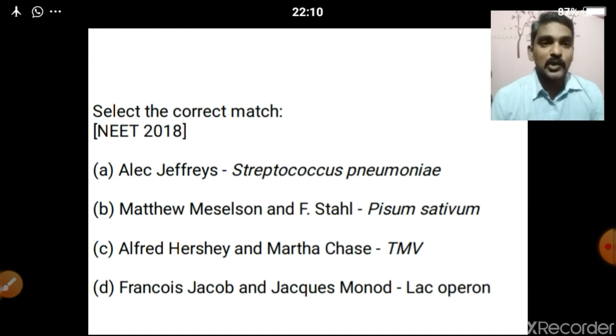So what is Streptococcus pneumoniae? This was used by Frederick Griffith in his experiment on the transforming principle, that is the transformation experiment. Pisum sativum was used by Gregor Johann Mendel in genetics, like the dihybrid cross and monohybrid cross. In this experiment he used Pisum sativum. TMV, tobacco mosaic virus, causes mosaic disease in tobacco plants. So the last option is the right answer.